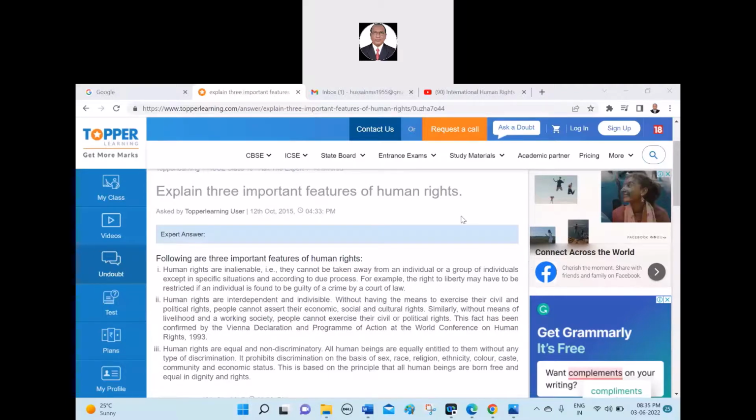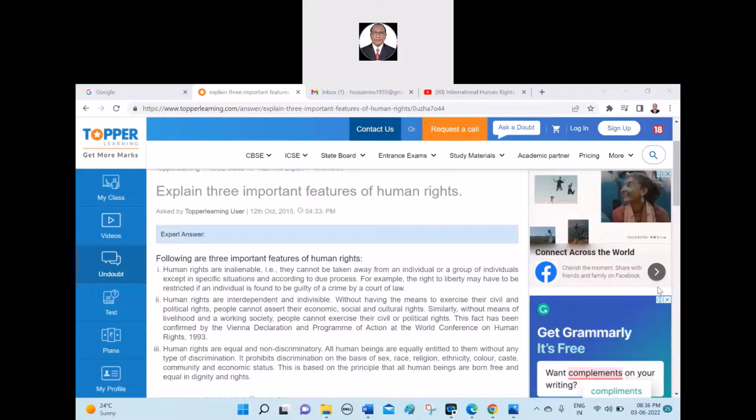Number 2, human rights are independent and indivisible. Without having the means to exercise their civil and political rights, people cannot assert their economic, social, and cultural rights. Similarly, without means of livelihood and a working society, people cannot access their civil and political rights. The fact has been confirmed by the Vienna Declaration and Program of Action at the World Conference on Human Rights in 1993.